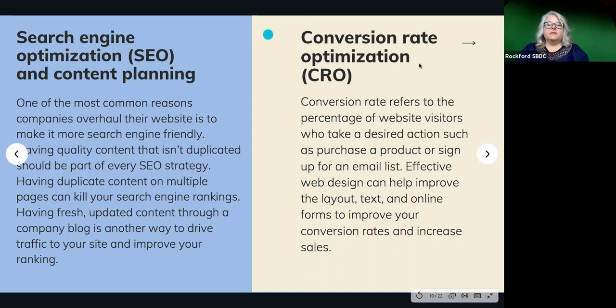So conversion rate optimization on your site, that refers to the percentage of website visitors who take a desired action, such as purchasing a product or signing up for your email list. So when you attract somebody to your site through whatever means it is, and you get them there, you want them to do something, right? You want them to sign up for your email list. You want them to purchase your product, if you have a product to purchase. Some people have a service. So you want them to reach out to you somehow.